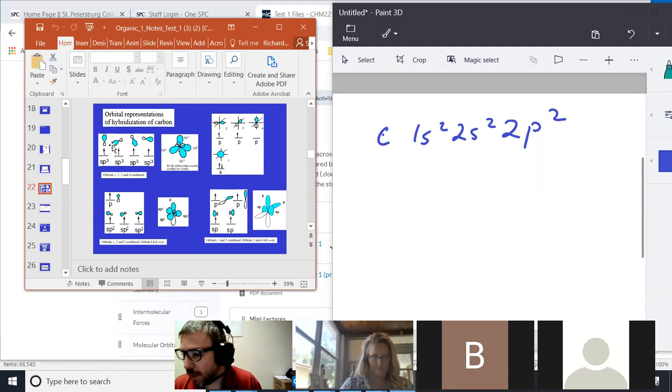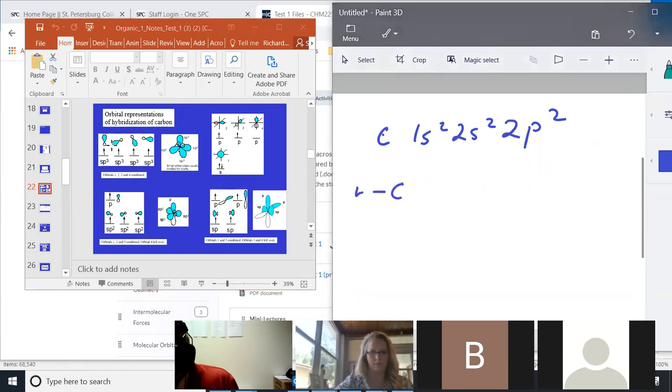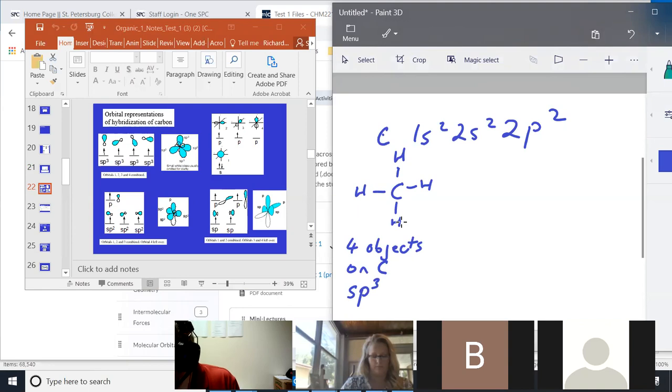All right, so what we're looking at here are, I'm going to give you 3 examples. So that's got 4 bonds to it, or 4, actually, let me be more specific about that, 4 objects on C. So 4 objects on C, which means we need 4 hybrids, which means each of these is sp3 hybridized.